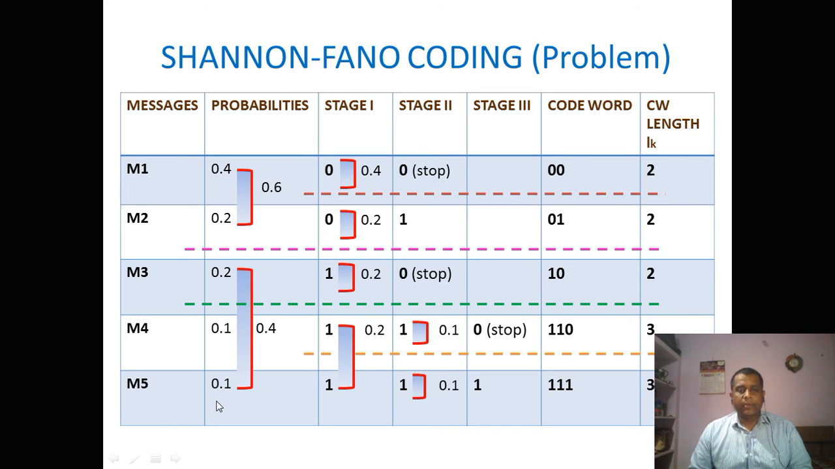We'll take another example, that is M5, which has a probability of 0.1. In stage 1 it has a logical 1, in stage 2 it has a logical 1, and in stage 3 it has a logical 1. All of them are concatenated and written as a code word, where the length of the code word, small l of k, is nothing but the count of how many bits are there in the code word. So we have 2, 2, 2 and then 3, 3.